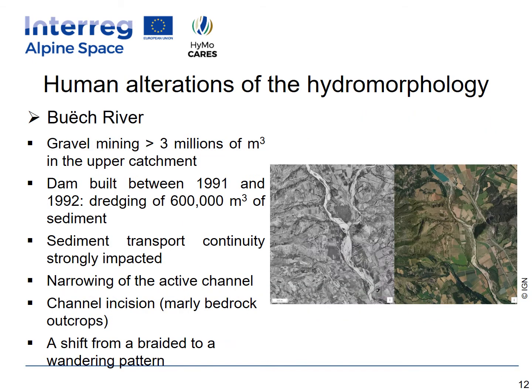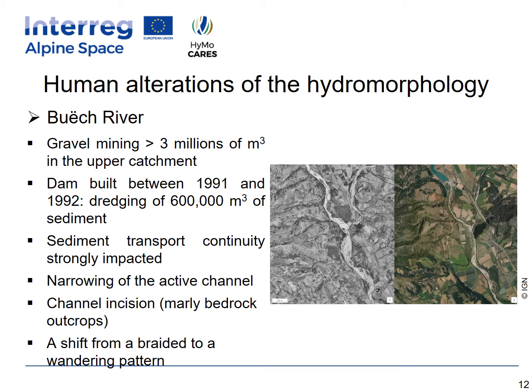On the Buëch River, gravel mining and the construction of the dam caused an important deficit of sediment and had strong impacts on the sediment continuity. Although the Saint-Sauveur Dam is equipped with 3 flood gates, allowing some sediment transport continuity during floods, most of the coarse sediment is trapped in the proximal part of the reservoir.